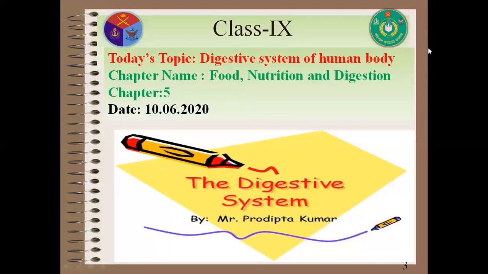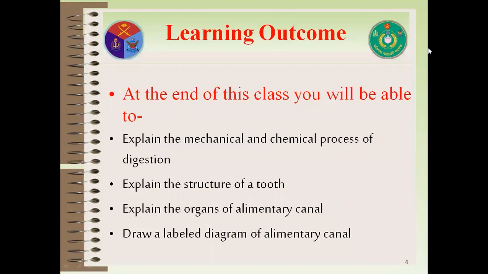My today's topic is the digestive system of the human body, which is included in chapter 5. The name of the chapter is food, nutrition and digestion. At the end of this class, you will be able to explain the mechanical and chemical process of digestion, explain the structure of a tooth, explain the organs of the alimentary canal, and draw a labeled diagram of the alimentary canal.